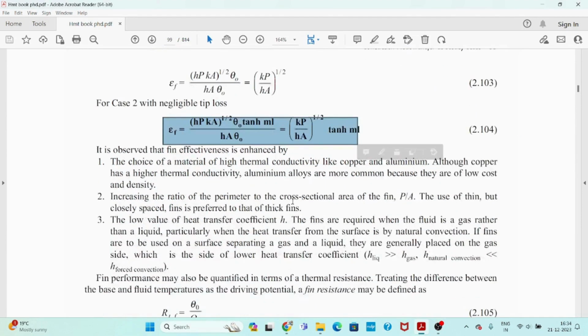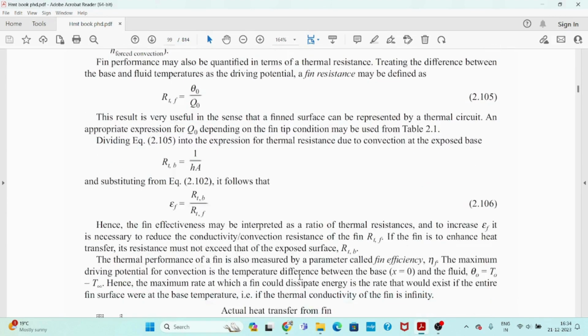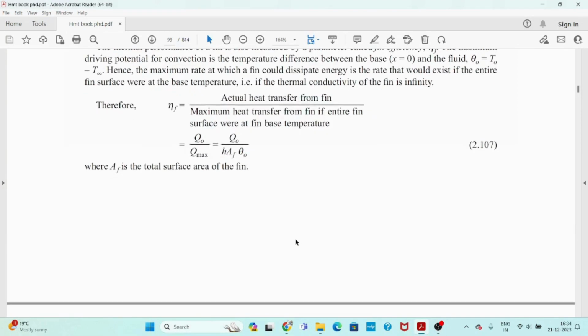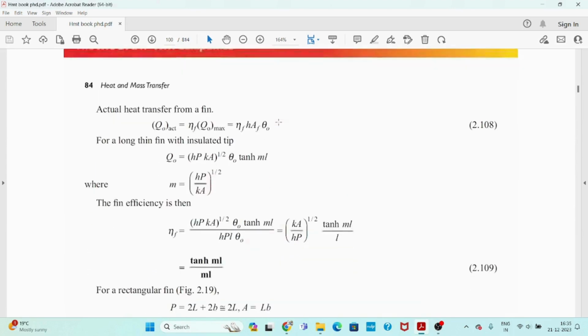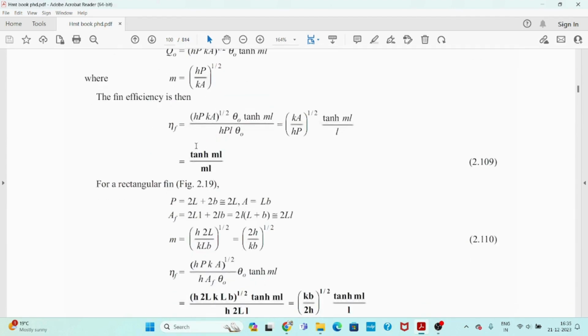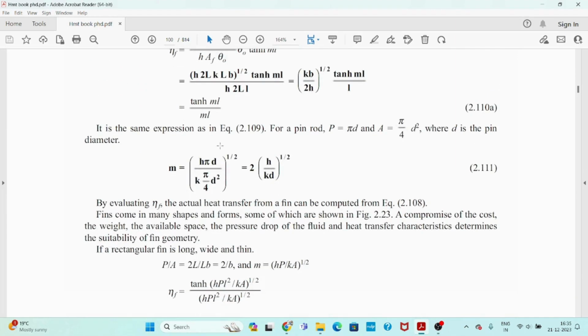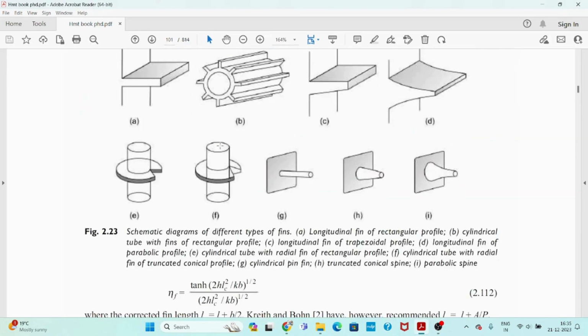Okay. You can read this theory. I'm not going to cover the theory. I'll just tell you the important formulas, but you have to keep them in your mind. You can remember efficiency, also important. Actual heat transfer over maximum heat transfer gives the efficiency. So this efficiency, tanh of mL over mL, is also important. Remember this. Okay, I told you. Right.